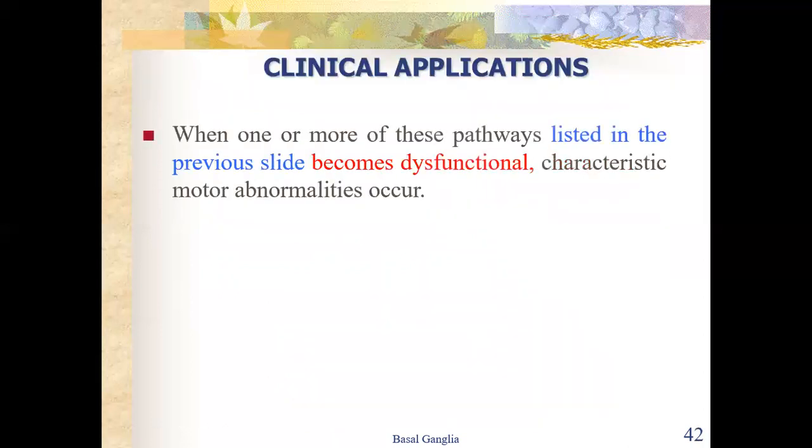So in the next slide, I said, when one or more of these pathways listed, be it the striatal system, the dopaminergic nigrostriatal system, the GABAergic system, when one of these pathways is dysfunctional, there will be characteristic motor abnormalities. So those pathways need to function with one another. They need to function in compensation with one another. If one of the pathways becomes dysfunctional, the other pathway will overexcite or over-inhibit the other components of the basal ganglia. That will lead to characteristic motor abnormalities.